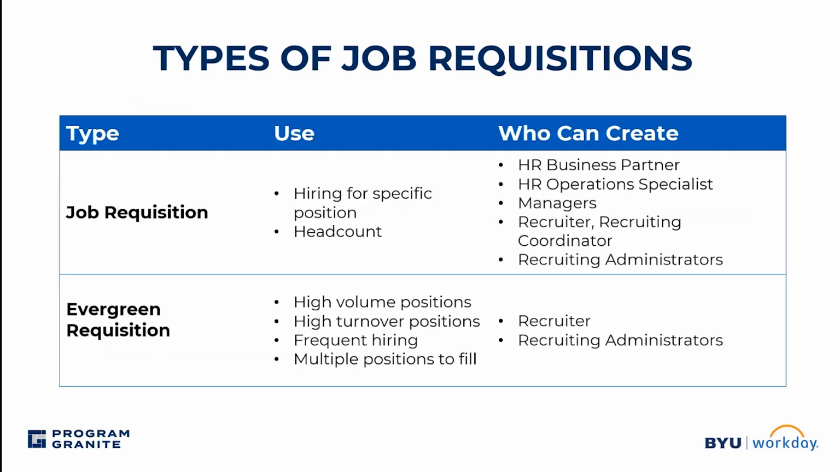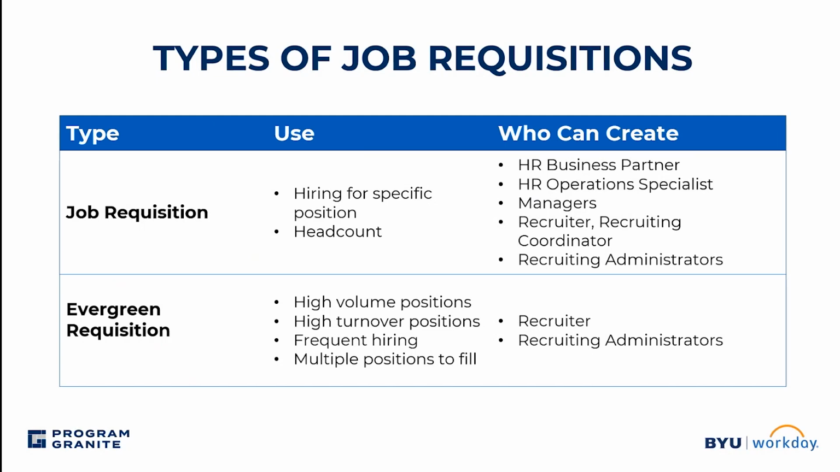Okay, let's talk about the types of job requisitions really fast. So we have the job requisition, and that's hiring for one specific position. Oh, and perfect, we have who can create. That's what we talked about. But we also have evergreen requisitions. These are going to be for high volume positions, high turnover, frequent hiring, those dining positions, those student positions. We can create evergreen requisitions, and the people who can create them are the recruiter and the recruiting admins. So that might be some of you in this room.